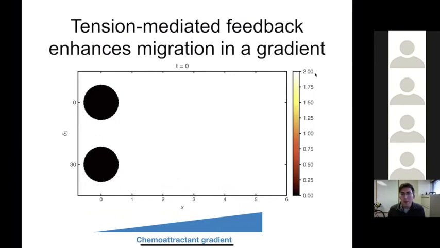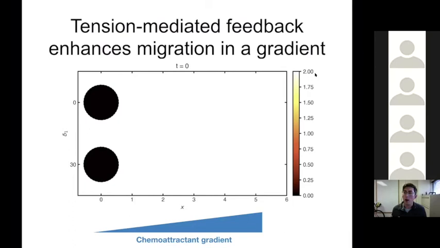So lastly, once we resolved basically how this mechanosensing could work, one of the things that we wanted to say was that we think that this could actually work to help cells adapt to variable environments to facilitate their migration. And so we put two cells side by side. They don't interact. The one at the top here does not have feedback from tension. The one at the bottom does. And we put them in a chemoattractant gradient.